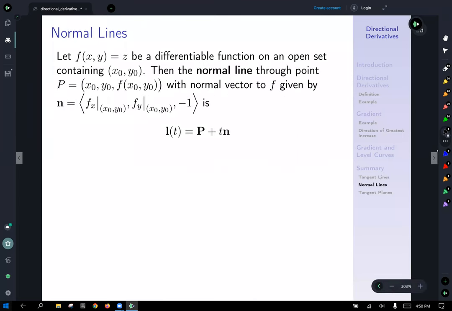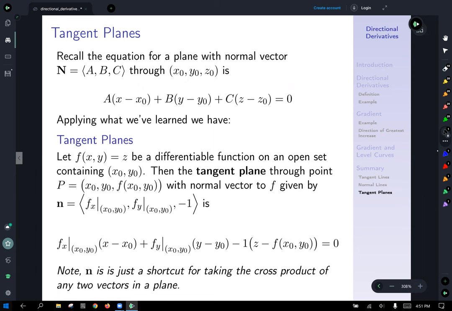Here's normal lines. In this case, if you have f of x, y equal to z, a differentiable function on an open set containing a point, then the normal line through the point p is the same as before, with normal vector to our surface f given by n equal to the partial with respect to x evaluated at our input point, the partial with respect to y evaluated at that point, and -1. It is given by L of t is equal to p, to get to that point on our surface, plus t times the n directional vector. And it's worthy of note that that's really just a shortcut.